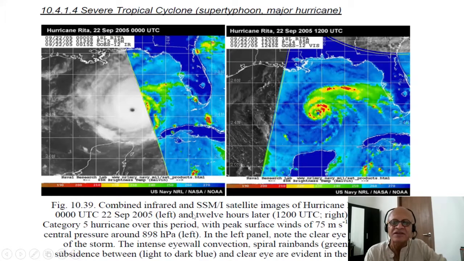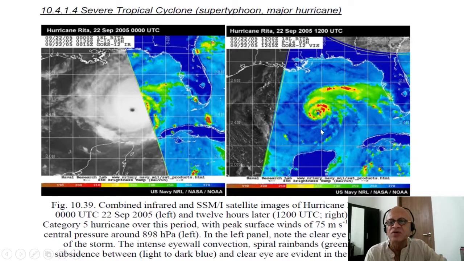So combined infrared and SSMI satellite images of Hurricane Rita on 22nd September and 12 hours later here. Now Rita was a category 5 hurricane, which is obviously a severe tropical cyclone with peak surface winds of 75 meters per second, minimum central pressure around 898 hectopascal, really low pressure in the eye. In the left panel, note the clear eye and symmetry of the storm, intense eye wall convection, spiral rain bands, green and red with subsidence between, and dark blue are seen here in the right panel.